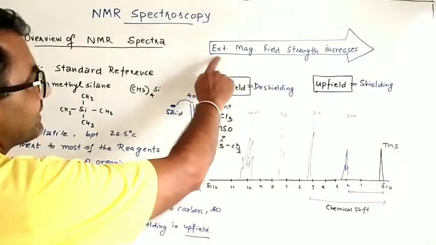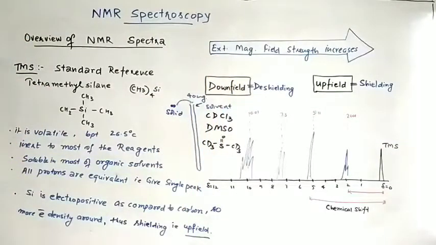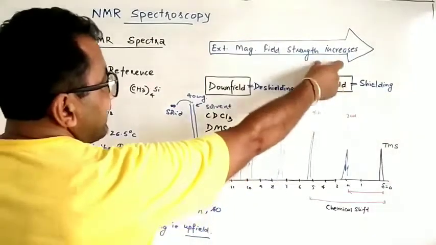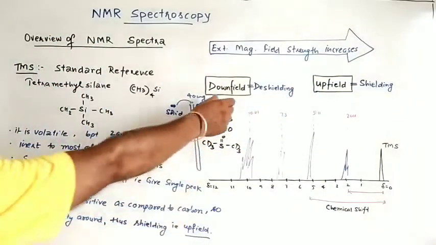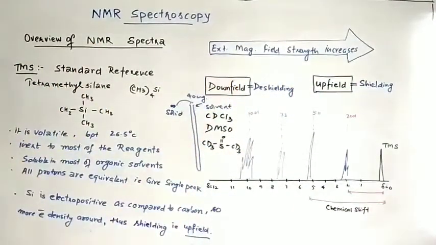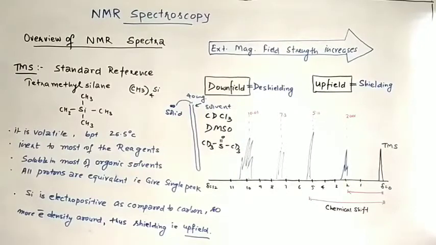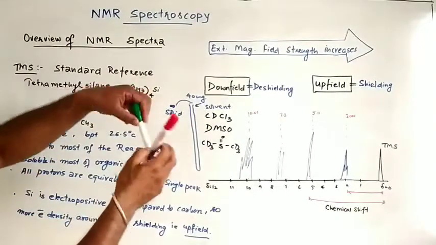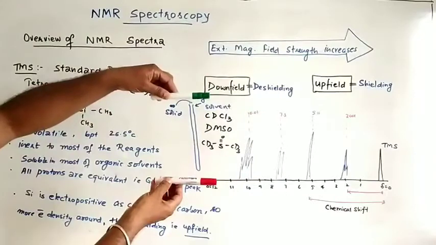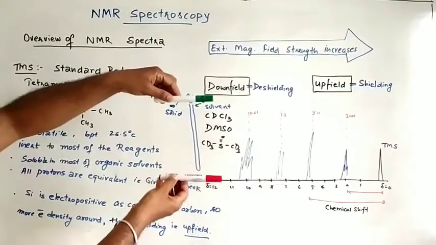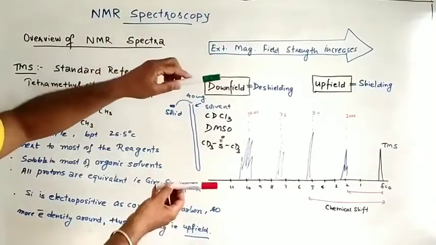Okay, so how do these appear in the spectrum? Keep in mind that the external magnetic field strength increases from left to right, towards delta 0. Upfield means stronger field, higher field. Downfield means weaker field. Because in NMR we studied the theory that there is a gap between the alpha and beta states. This is the alpha and this is the beta state.